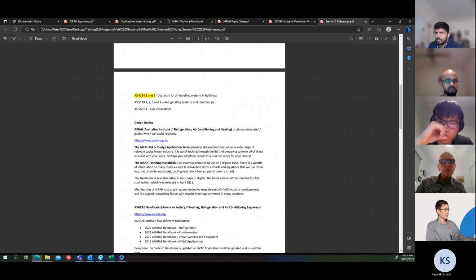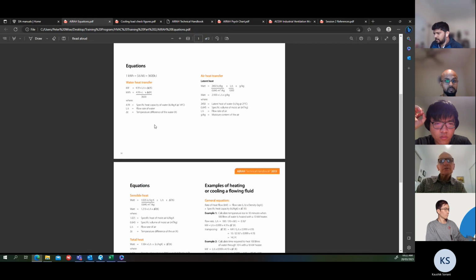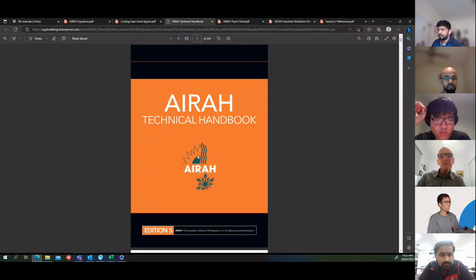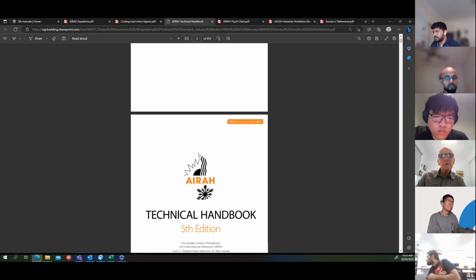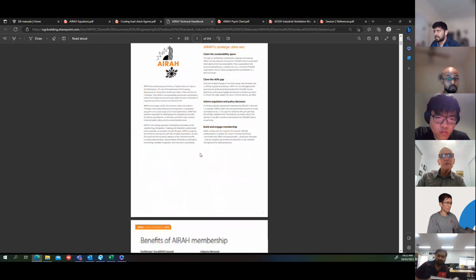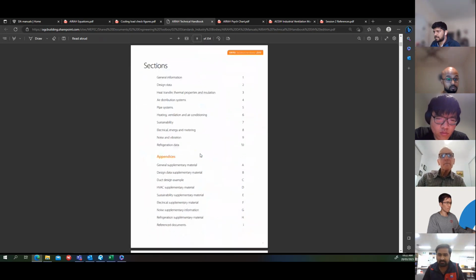So heat transfer equations, cooling load check figures, psychrometric chart. I'll just show you some of those. So this is just an excerpt of, sorry, I'll show you this one, the Technical Handbook. That's the 5th edition. We're actually up to the 6th edition now, which I don't have, but that's what the 5th one looks like. And in here, there's pretty much everything you need to look at.